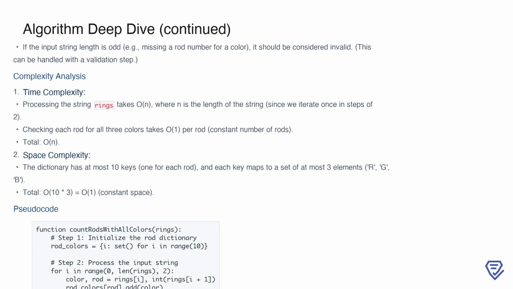For space complexity, the dictionary has at most 10 keys, 1 for each rod, and each key maps to a set containing up to 3 elements: R, G, and B. This results in a constant space usage, O(1), since the maximum number of rods is fixed at 10. These efficiencies make the solution scalable and highly suitable for the problem constraints.